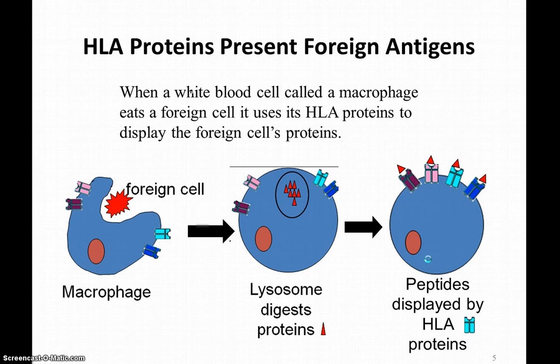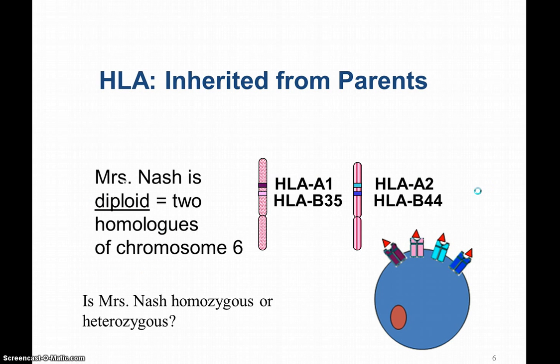When a white blood cell called a macrophage, seen over here in blue, eats a foreign cell, could be a bacteria or virus, it takes the HLA proteins and uses them to display the foreign cell's proteins. So it gobbles up the foreign cell, puts it in a lysosome, and then displays the proteins from the foreign cell on its membrane. That's going to help your immune system attack and destroy these foreign invaders.